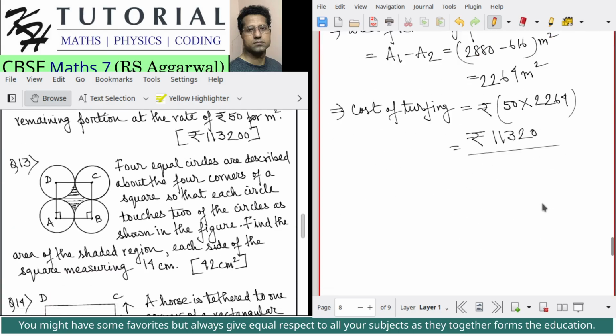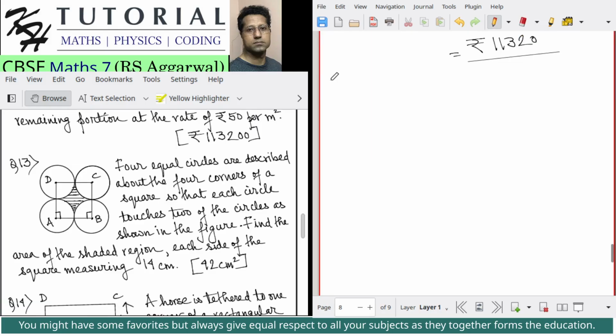Question number 13. So we have a figure. 4 equal circles are described about the 4 corners of a square. So there is a square. At each corner 4 circles are drawn so that each circle touches 2 of the circles as shown in the figure. Find the area of the shaded region where each side of the square is 14 centimeter. So we have a square. Let's say this is a square approximately.